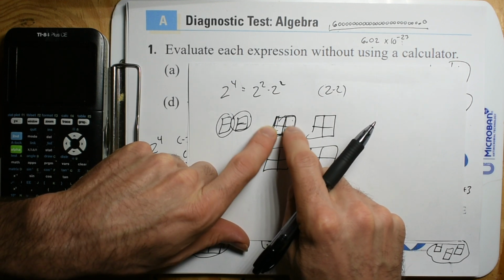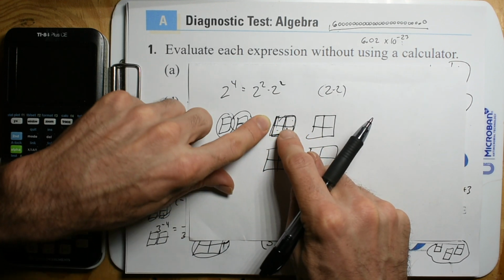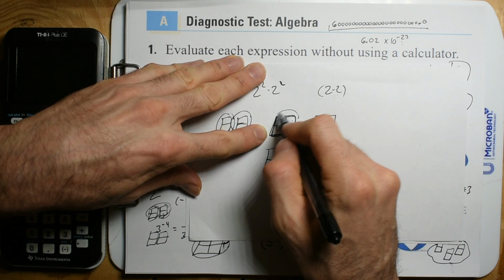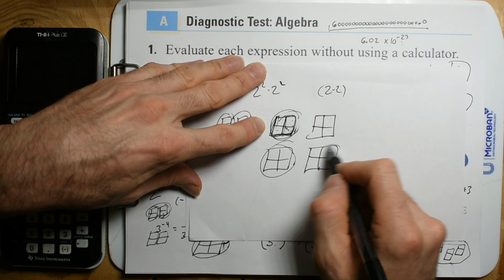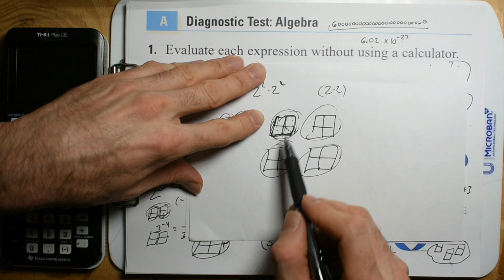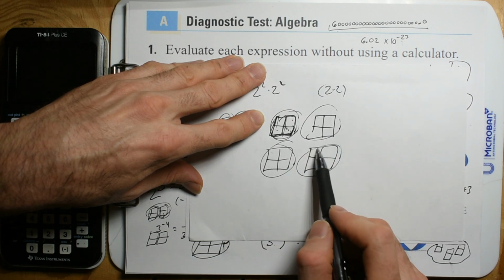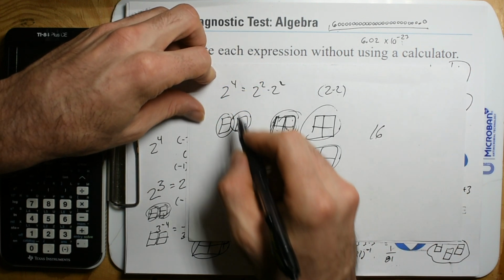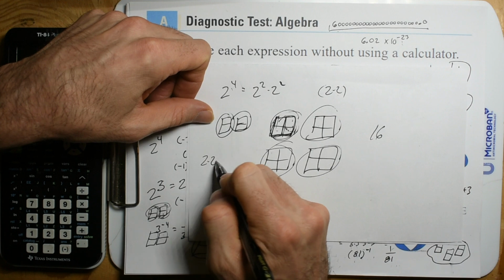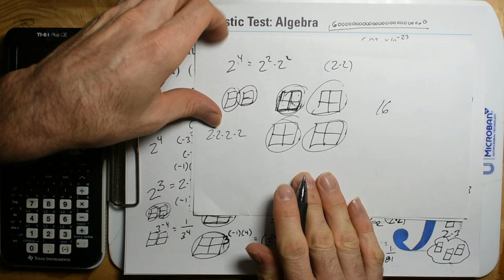2 squared, which is 4. And if I squared this, since there's 4 here, I would have to have 4 piles of those. And 1, 2, 3, 4, 5, 6, 7, 8, 9, 10, 11, 12, 13, 14, 15, 16. So that'd be 16. So 2 to the 4th is 2 times 2 times 2 times 2.